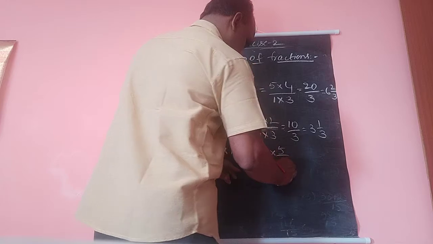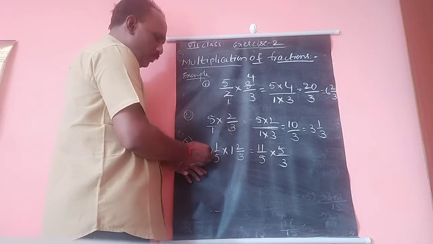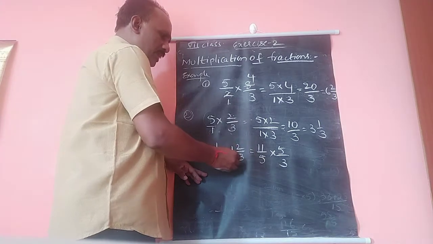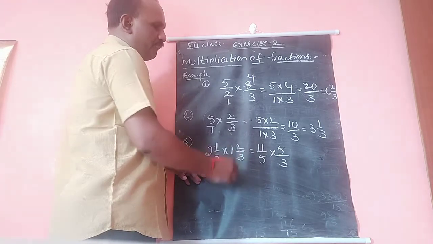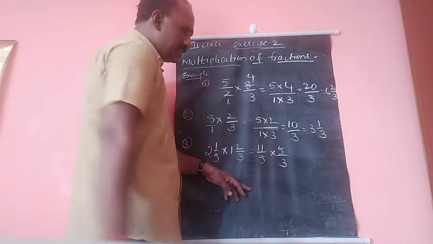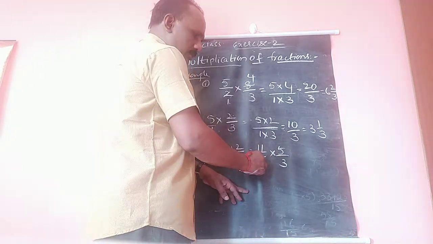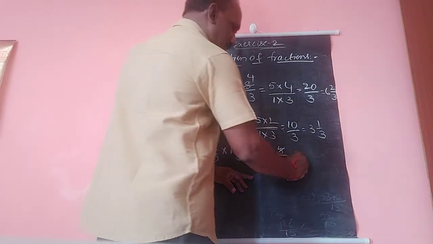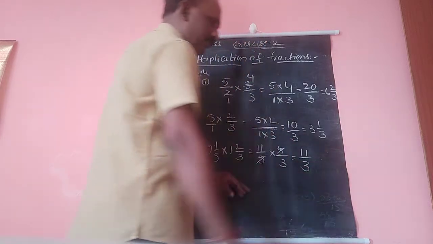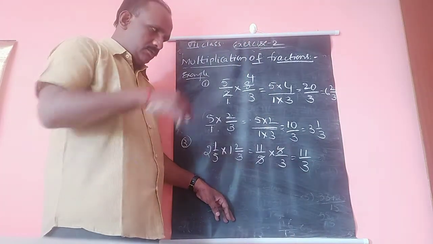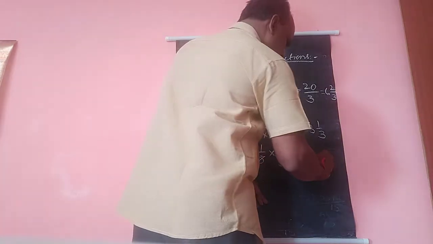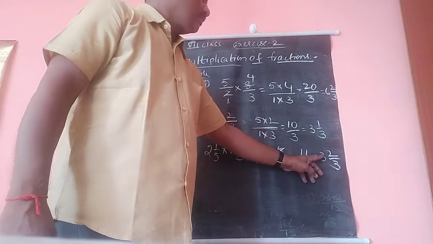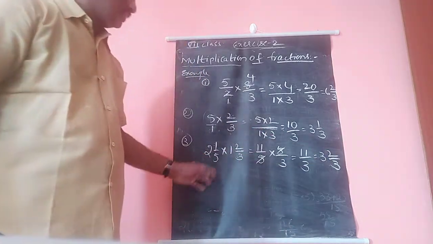Listen here once again. 2 1 by 5 means 11 by 5: 5 twos are 10 plus 1, 11. 11 by 5 into 3 ones are 3 plus 2, 5 by 3. Now is there any cancellation? Yes, the 5 in the denominator and the 5 in the numerator are the same number, so they are cancelled. Then we get 11 by 3. You can change it into 3 2 by 3 also: 3 threes are 9, 9 plus 2, 11. 11 by 3. This is one.